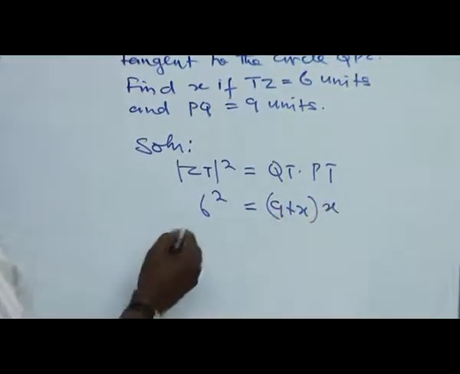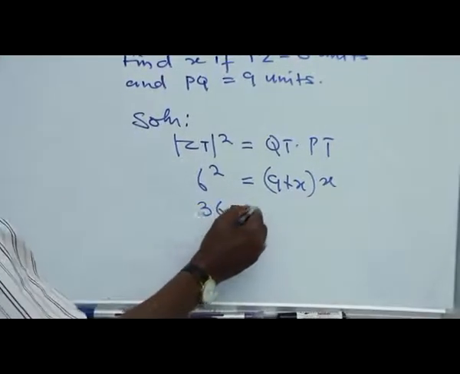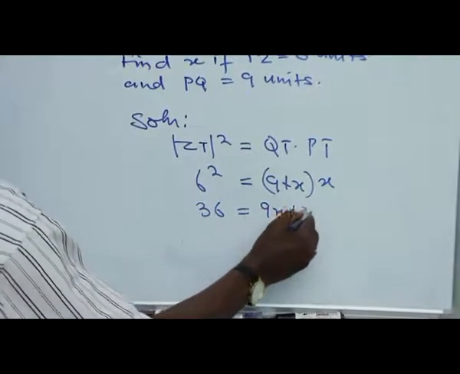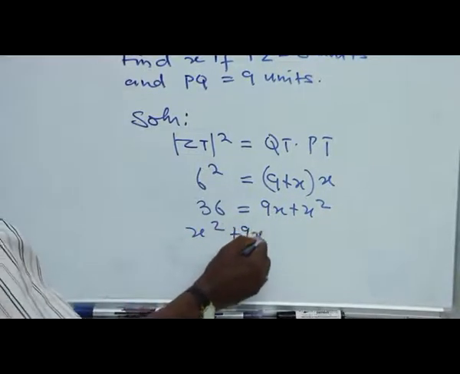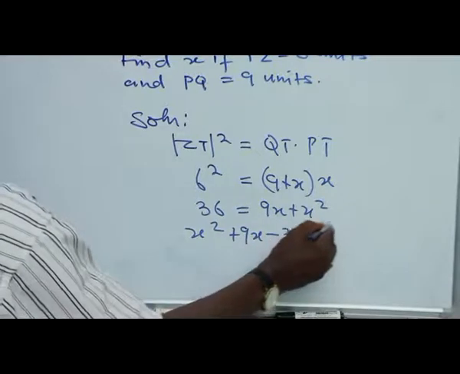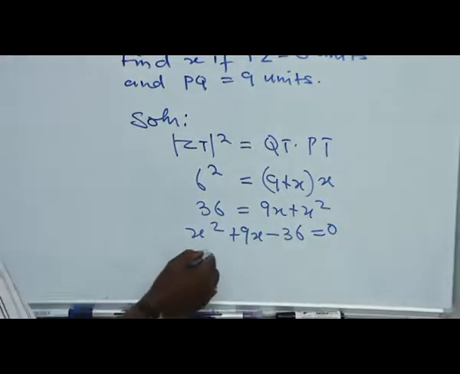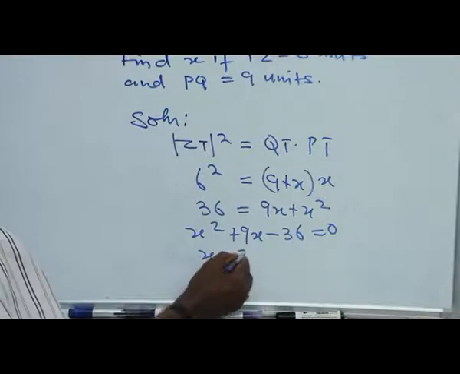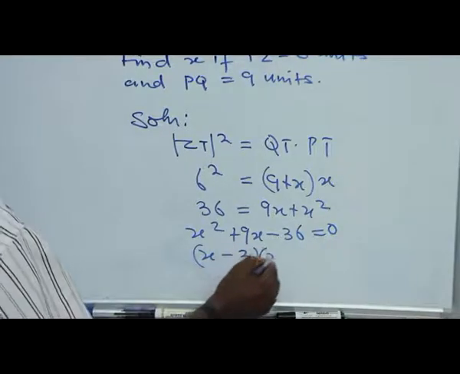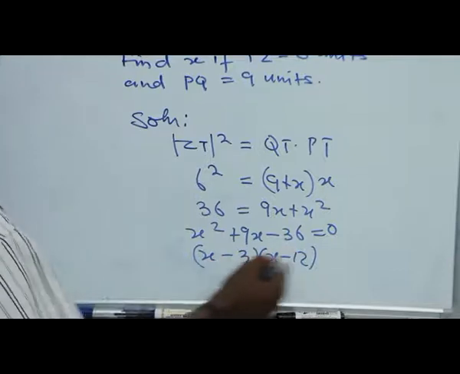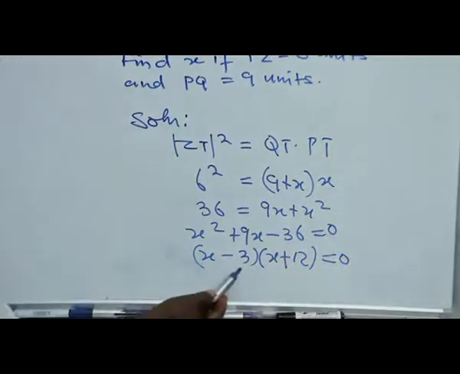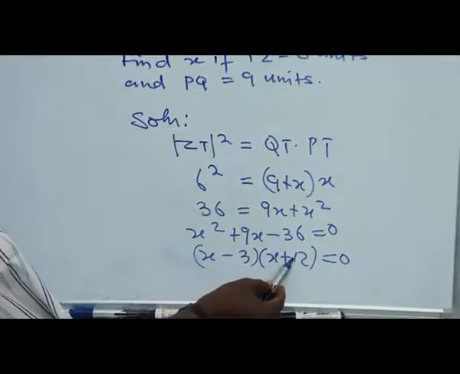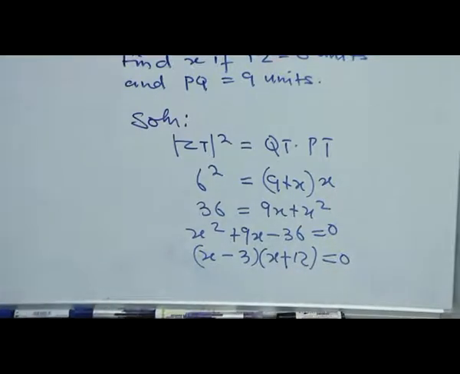So our ZT is 6 squared, our QT is 9 plus S, and then our PT is S. Now this becomes 36 equal to 9S plus S squared. Solving this, we have S squared plus 9S minus 36 equal to 0. Now solving this, S minus 3 and then S plus 12 equal to 0. You discover that S minus 3 equal to 0, giving you S equal to 3, but S plus 12 equal to 0, giving you S equal to minus 12.